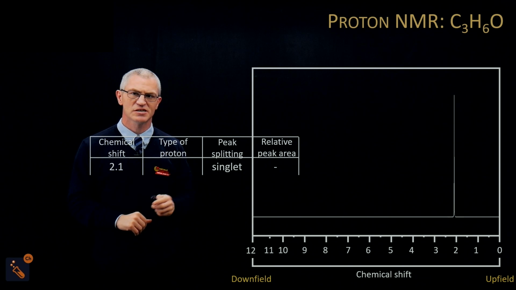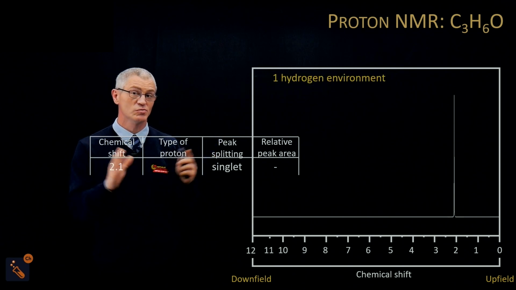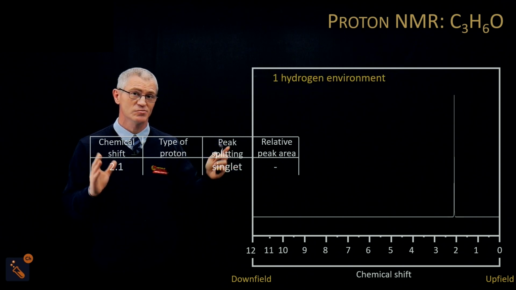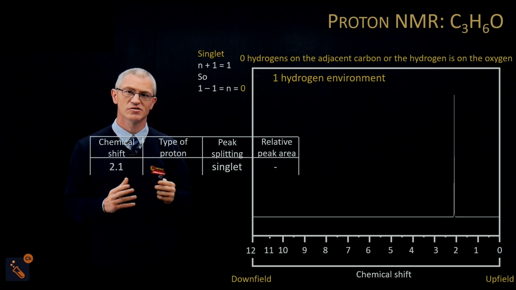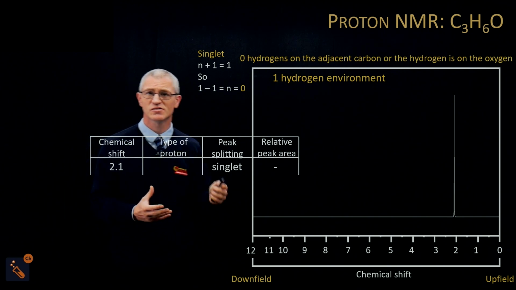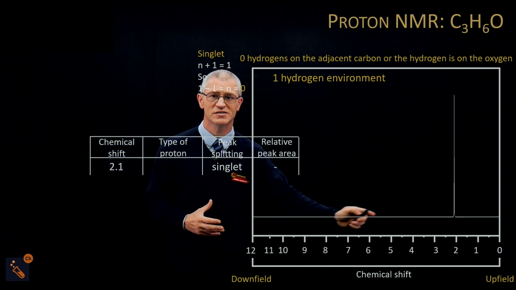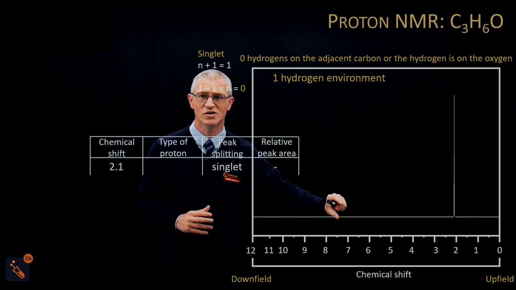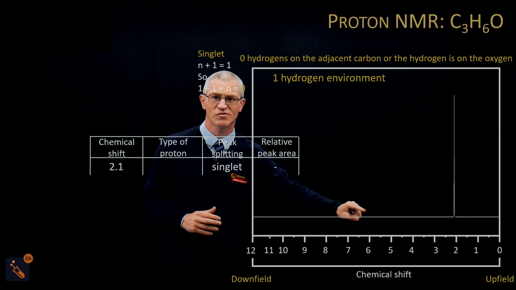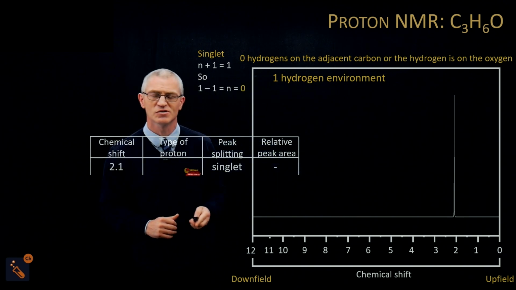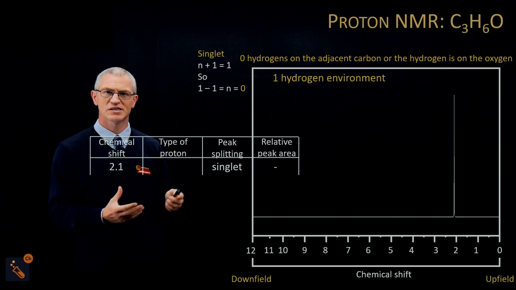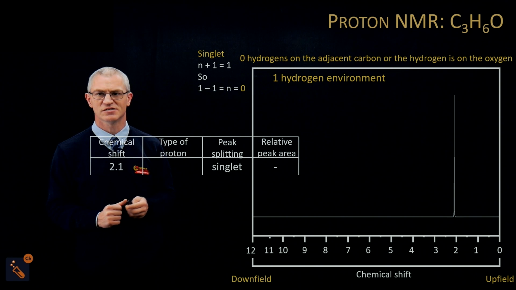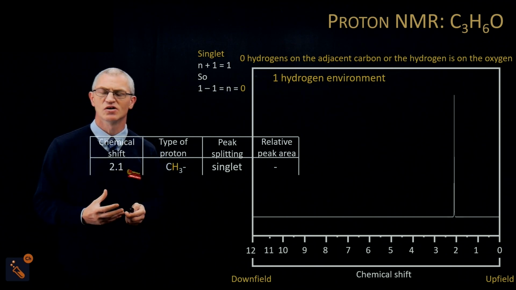So let's look at the peak splitting, the peak area. We know we've got one hydrogen environment, which means we have symmetry, because we've got 6 hydrogens, so we must have symmetry. The singlet means there's nothing on the adjacent carbon, or the hydrogen is on the oxygen. We know the hydrogen is not on the oxygen because we cannot see a small singlet peak here. Remember, we usually have a small one somewhere around here, which is an alcohol, so it's not likely to be an alcohol. So we think from dividing it into C3H6 that we've got CH3, and we think we've got 2 CH3s.